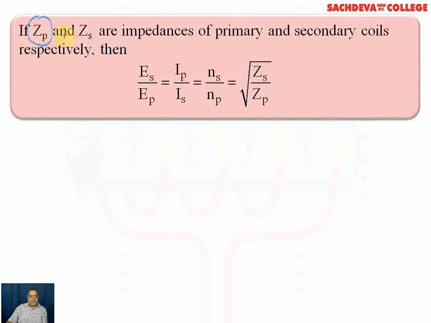If Zp and Zs are the impedances of the primary and secondary coils respectively, then Es over Ep will be equal to Ip over Is, which is equal to Ns over Np. Zs means impedance of the secondary coil and Zp is the impedance of the primary coil. Normally, impedance is the resistance offered to alternating current by an LCR circuit.